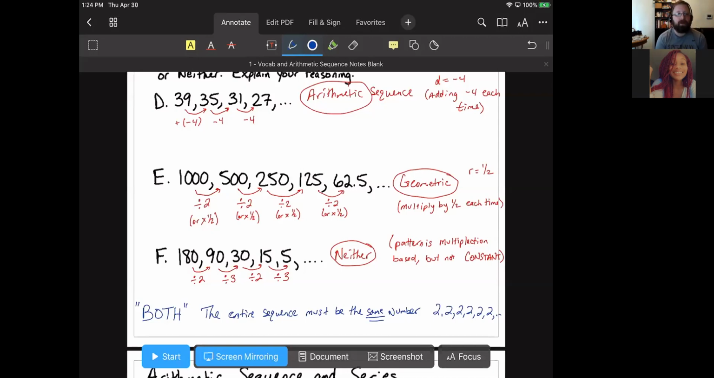So the only way it can be both arithmetic and geometric is if it is the same number throughout the entire sequence. So for instance, the example there, 2, 2, 2, 2, 2, 2, 2, that's an example of a sequence that is boring, but it is both arithmetic and geometric. Okay, don't let that trick you on the homework this evening.